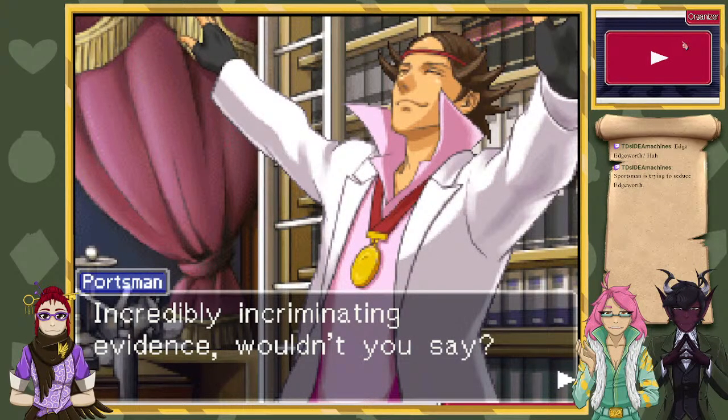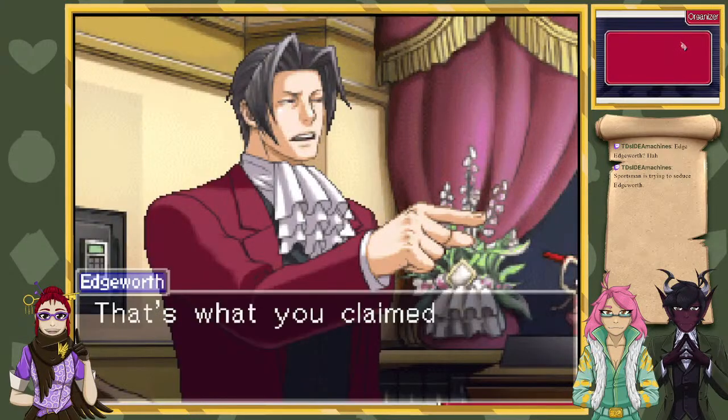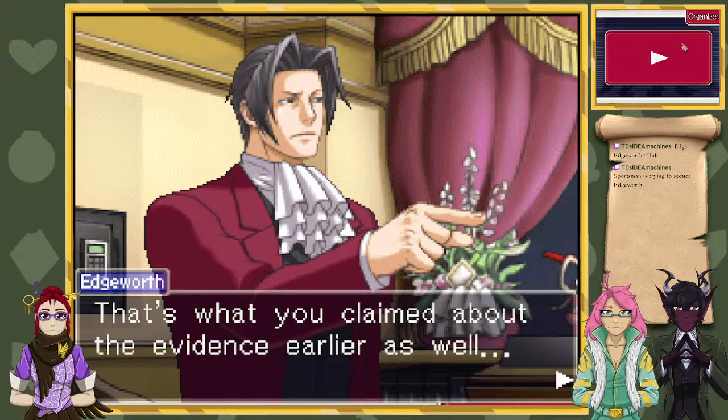Oh, yeah, bro. Incredibly incriminating evidence, wouldn't you say, bro? Not really. That's what you claimed about the evidence earlier as well. I'm getting a workout copying Portsman. That's what you do. Or I do it for Phoenix too. Victory posing in my room. Victory posing, fake flashing a jacket, doing all the thumbs up. Like, it's all happening. But compared to Phoenix, there's a lot more full body movements. Phoenix's point and hit the paper.